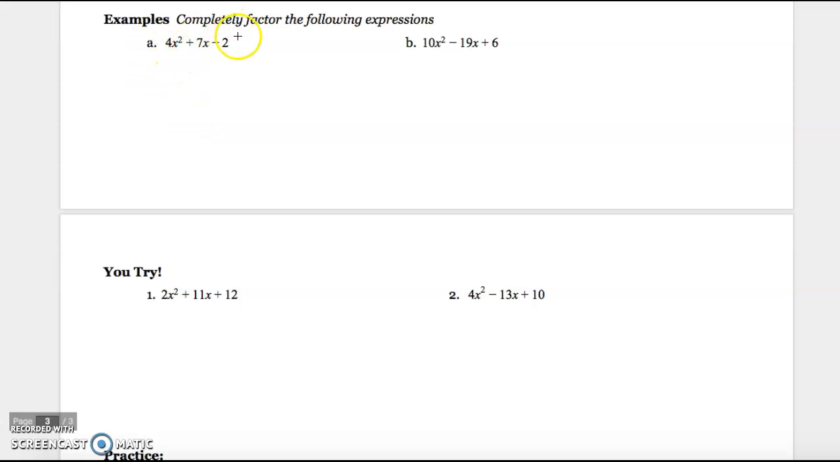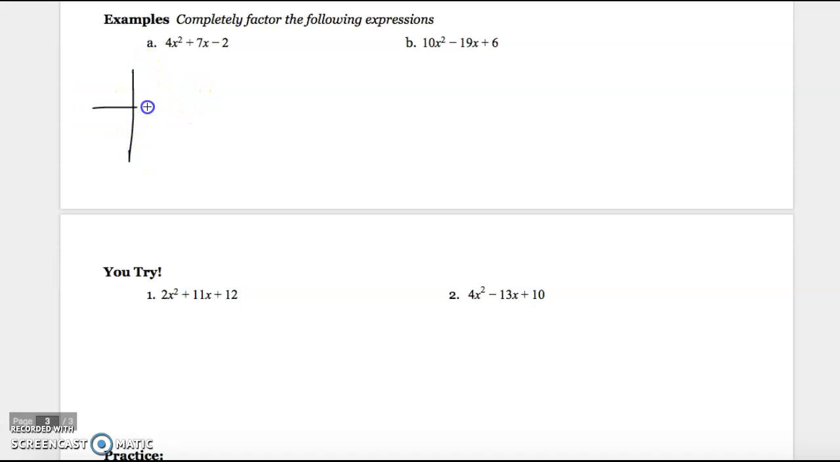So for this problem, if I'm factoring this, I notice a couple of things right away. First of all, there isn't a GCF that I can pull out, and I have a number in front of my x squared term that's not 1. So I can't just figure out what multiplies to -2 and adds to 7. So what I'm going to do now is start off with my table, right?